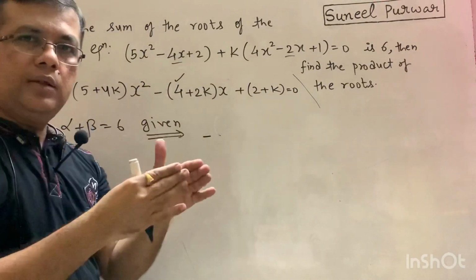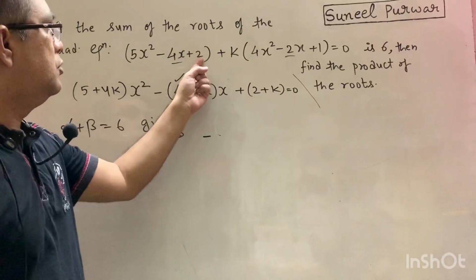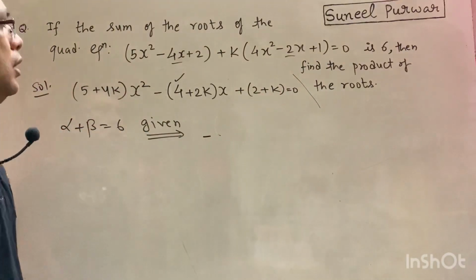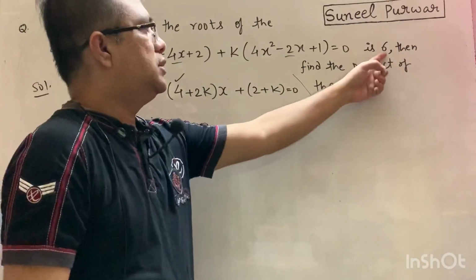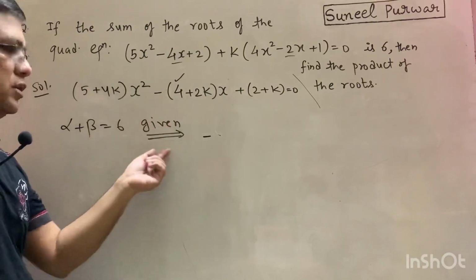So combine the like powers of x. Constant term, how much? 2 plus k into 1, k, 2 plus k equal to 0. Now the question says sum of the roots is 6. Let's say the roots are alpha, beta, so alpha plus beta is equal to 6. This is given to us.